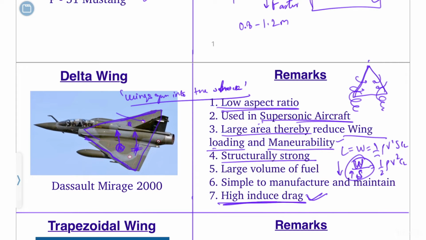They're structurally strong, as you can see. A huge mass chunk goes into the wings, because it has a large volume, so more fuel can be filled. That's why the range of the aircraft can be increased. They're simple to manufacture and maintain, so it is a very high positive point.